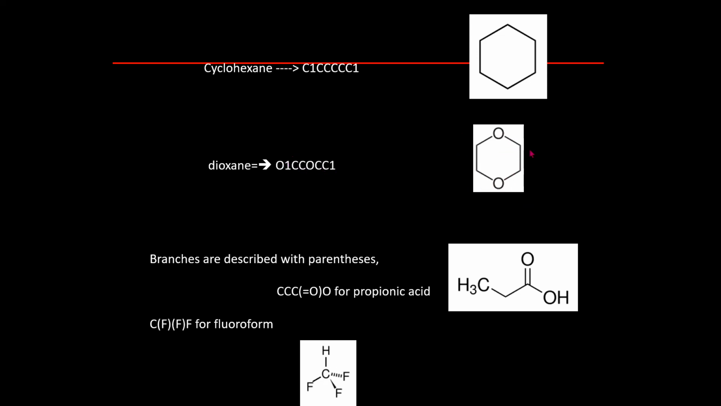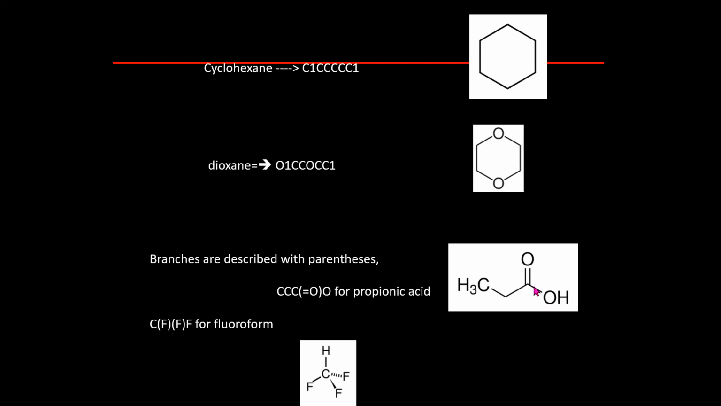Very nice, right? If you have a double bond, then you have to put the equal to sign. Single bond, you don't have to put anything. Double bond, you put the equal to sign. Triple bond, you put the hash sign. And when you put brackets, that means a branching happens. For example, if you want to write propionic acid, one carbon, two carbon, three carbon, then there is a double bond O, and OH. So you just write CCCO.